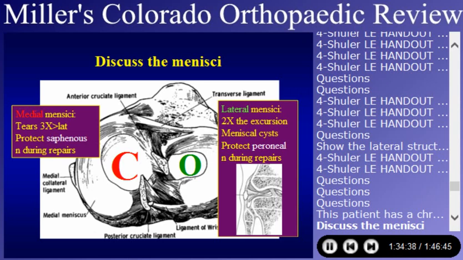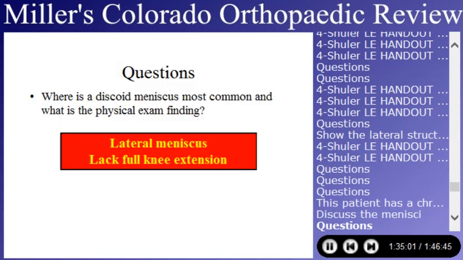Discuss the menisci. Right here. Medial meniscus, more C-shape, more O-shape as the lateral meniscus. Don't forget the medial meniscus has 3 times greater tears than the lateral. You protect the saphenous nerve during the repair. The lateral itself has a lot of times the meniscal cyst, you protect the peroneal nerve during repairs. Do not forget also discoid lateral meniscus in a physical exam finding of decreased extension of the knee. Discoid meniscus right here, physical exam finding, lack of full knee extension.